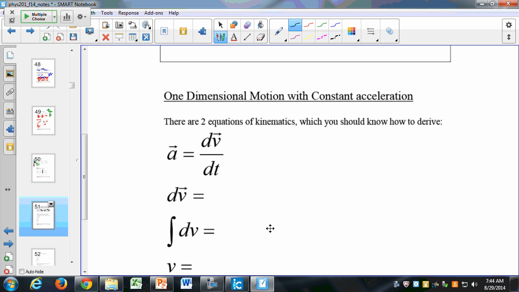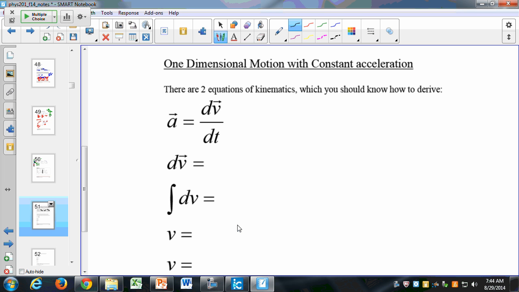There are only two equations of motion. You should know how to derive them. I could ask you a question on the test, and if you look back at the old exams, you'll find test questions where I just say, derive the equations of motion. And I'll just expect you to regurgitate this back to me. So the equations of motion start with two definitions. This is the first definition, that our acceleration is the first derivative of the velocity function.